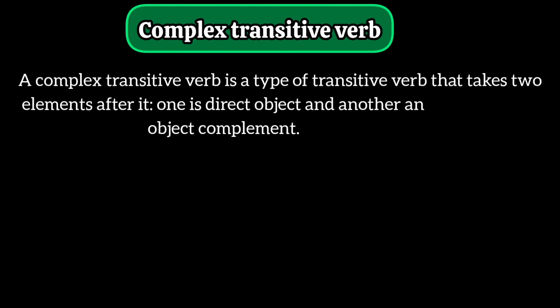The complement either describes, renames, or results from the action done to the object. So that verb is called a complex transitive verb. I think you are not getting the point. Just look at these examples.